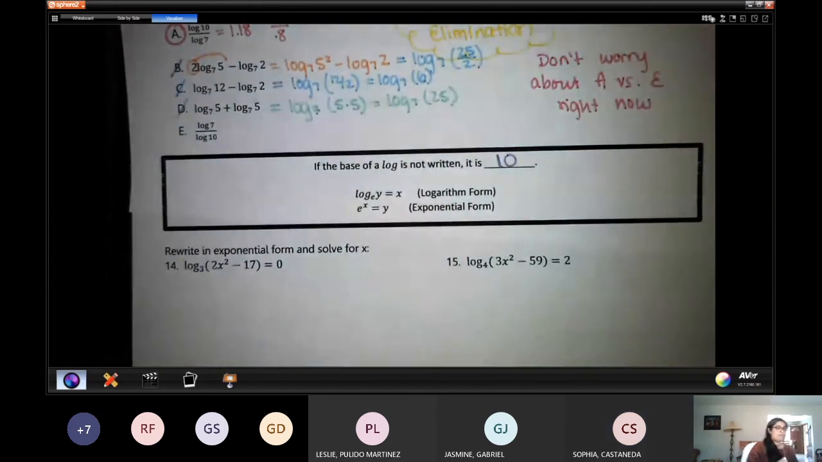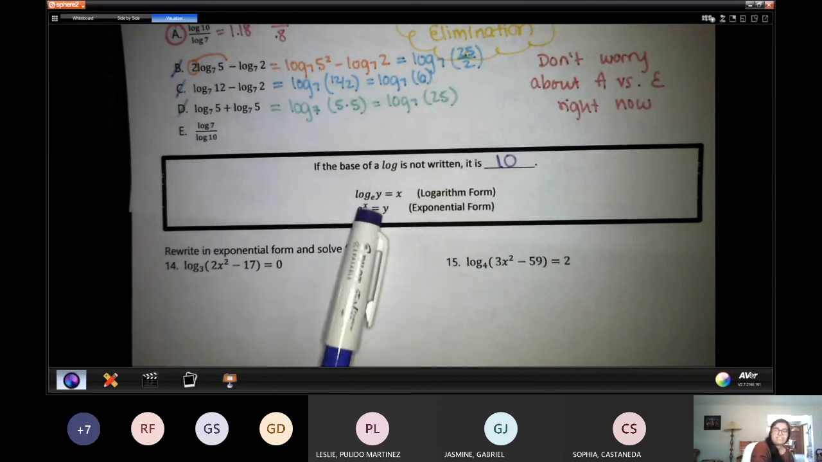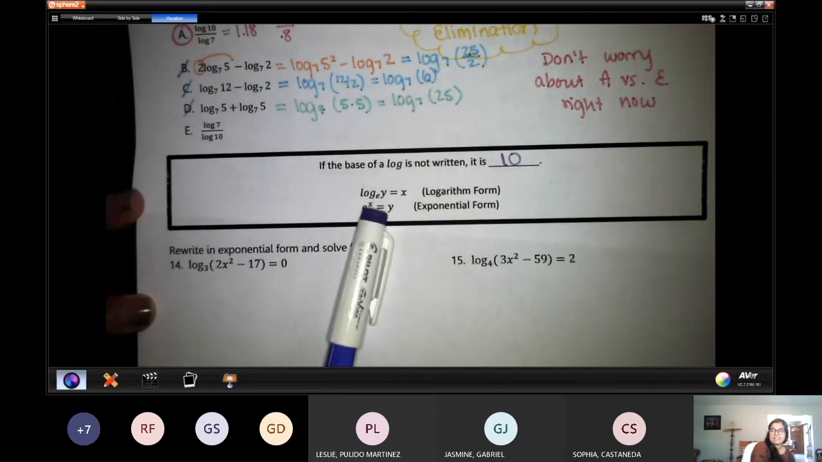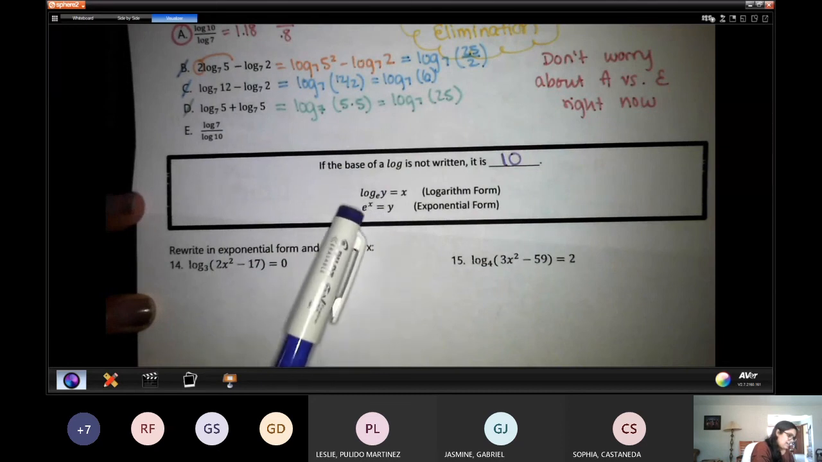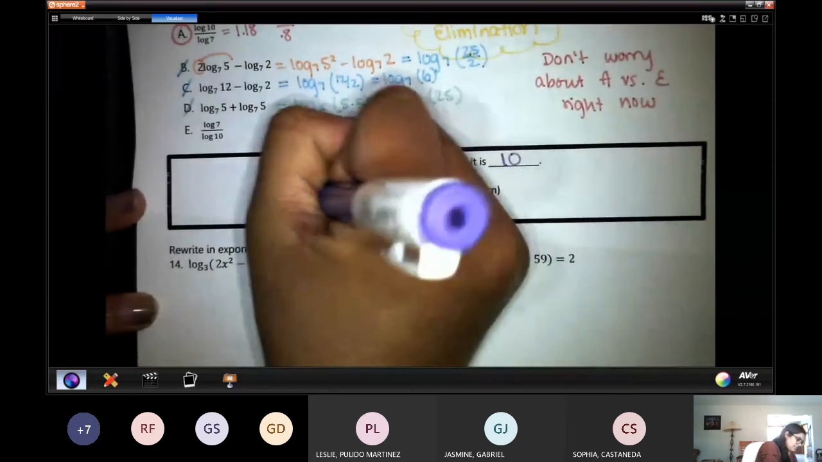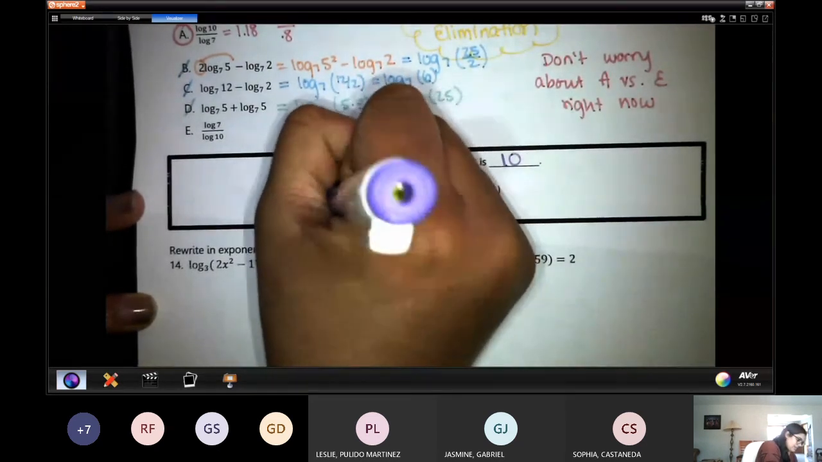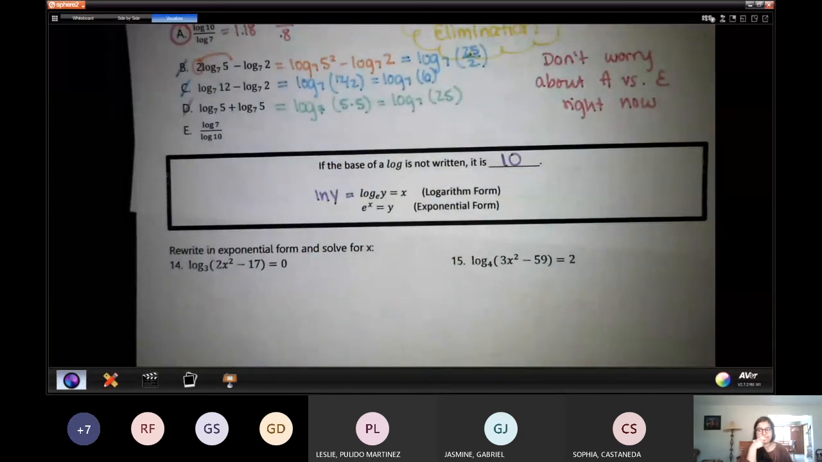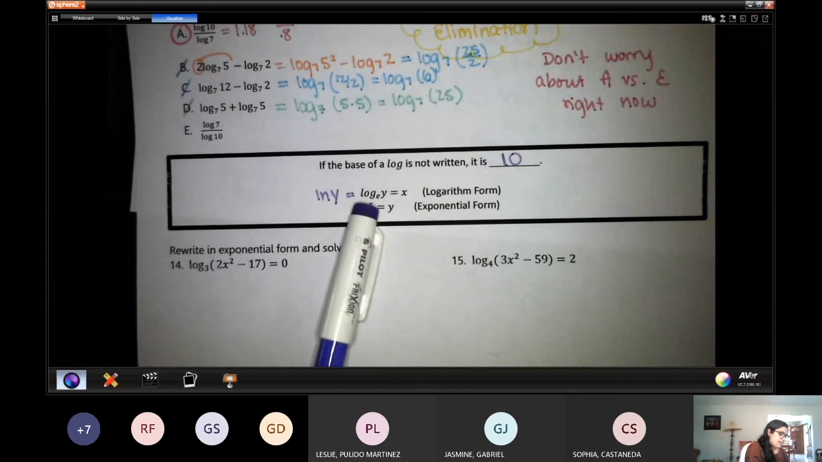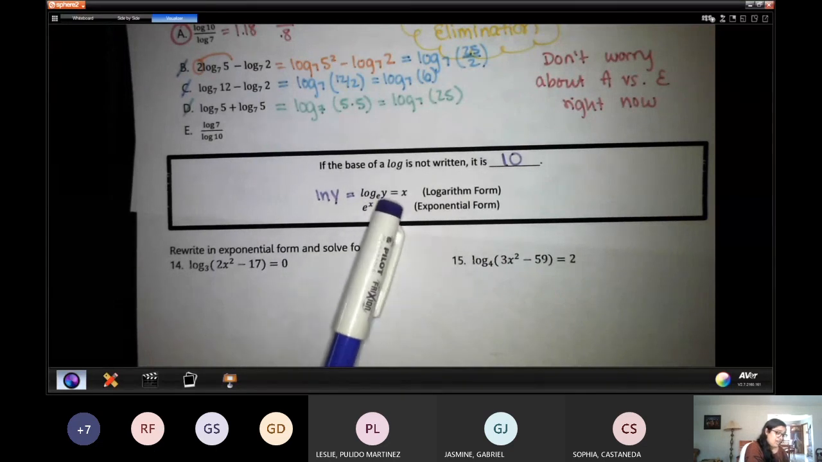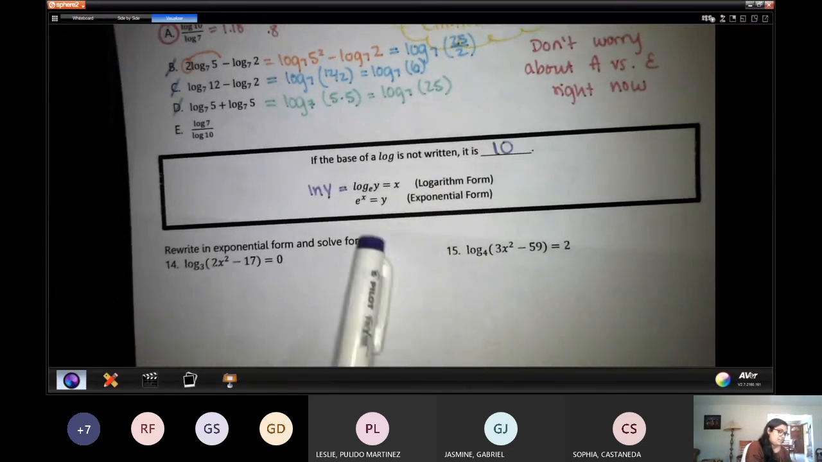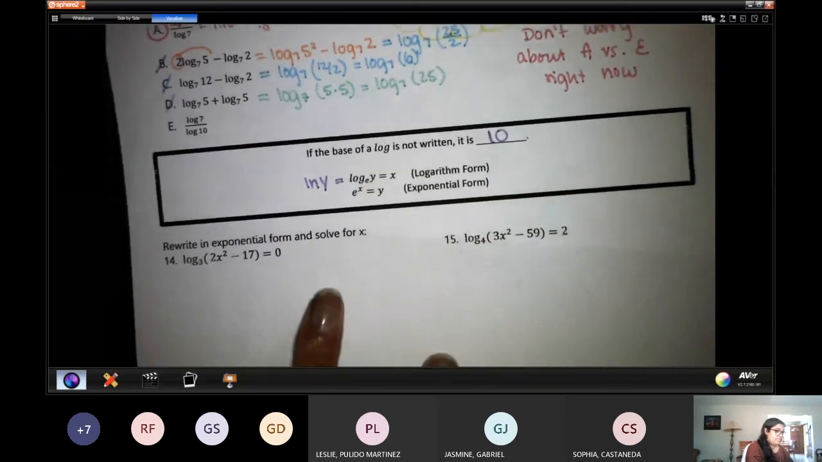All right, so here, I'm not quite sure why we decided to re-talk about it, except that this here is going to be your natural log, right? So anything like this would be equal to natural log of y. So just write that down right there. Natural log of y is equal to the log base e of y, which is equal to x. And you could rewrite it in exponential form like that.